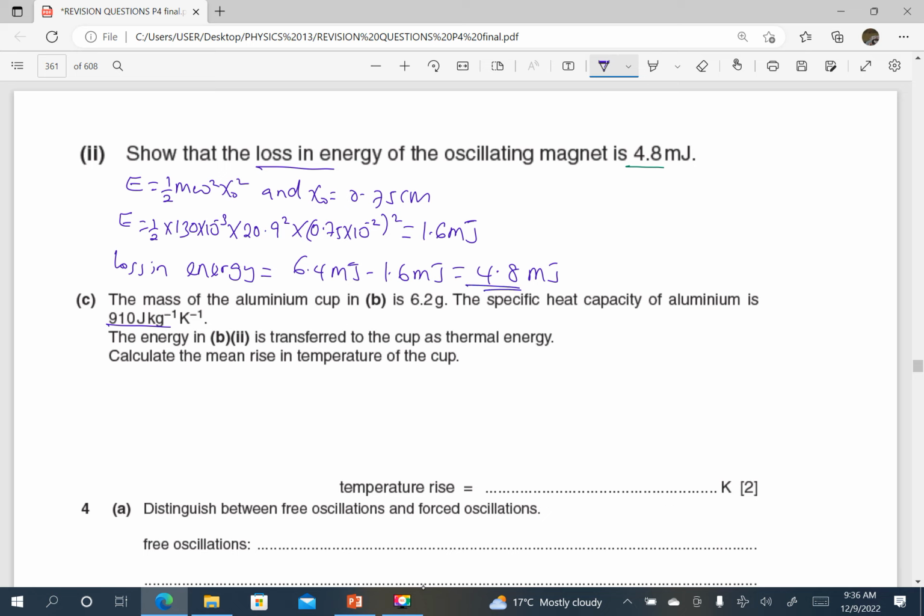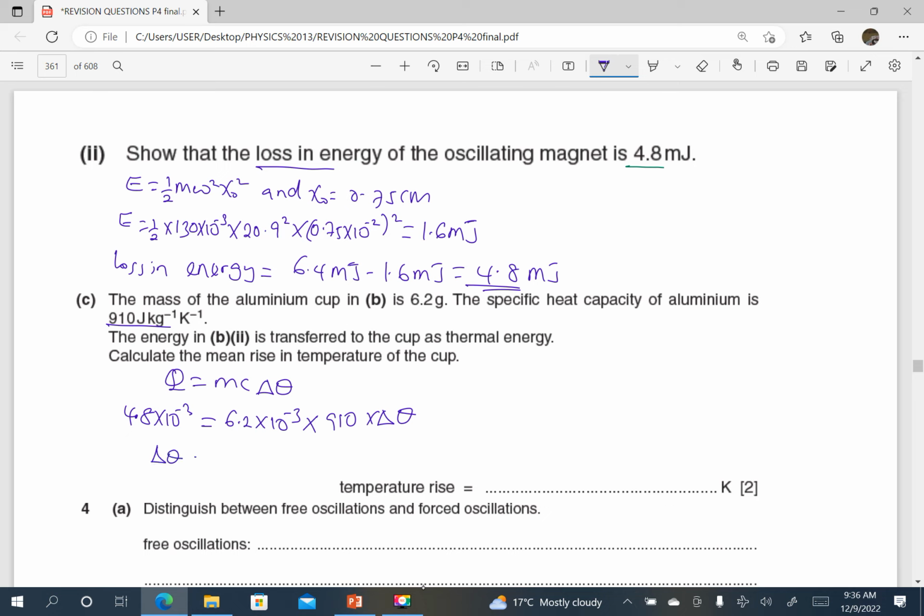So this energy is transferred to the cup as thermal energy, so it causes a change in temperature. You know that the amount of heat which causes a change in temperature is given by mcΔθ. So we shall have that 4.8 × 10^-3, that is the energy, should be equal to the mass of the cup, which is 6.2 × 10^-3 kg, times the specific heat capacity, which is 910, times the change in temperature, Δθ.